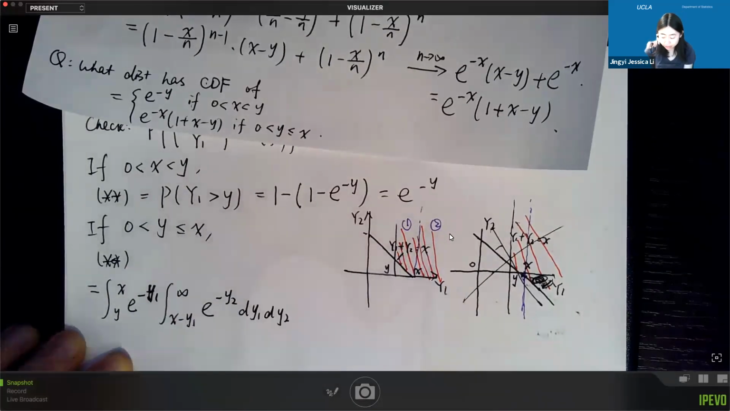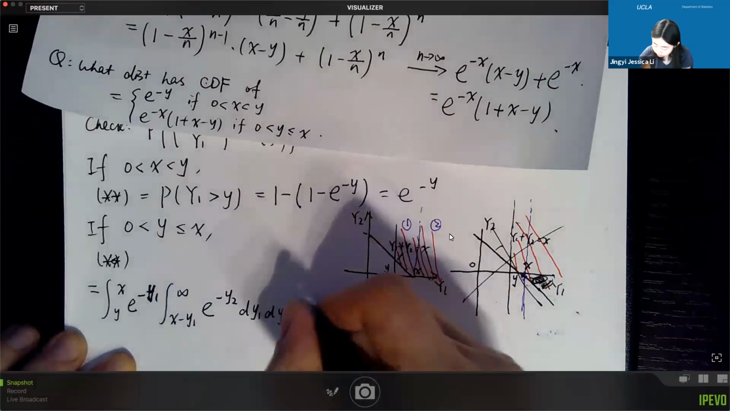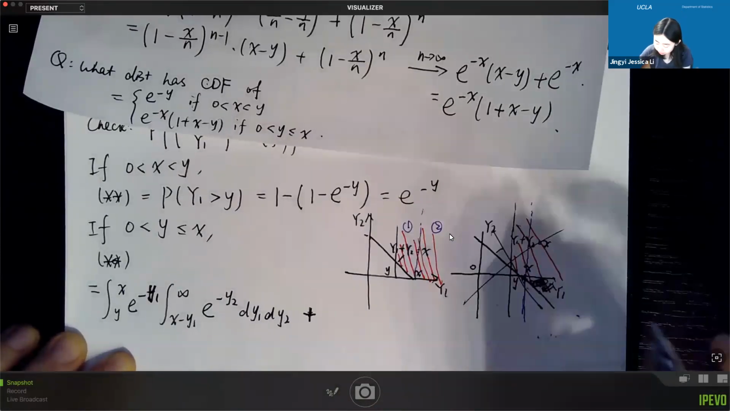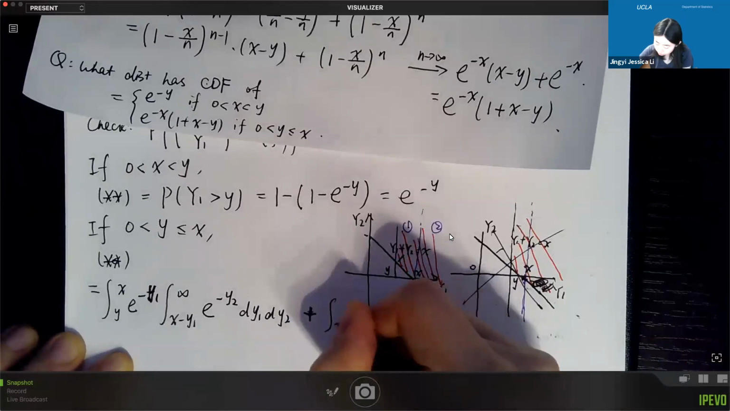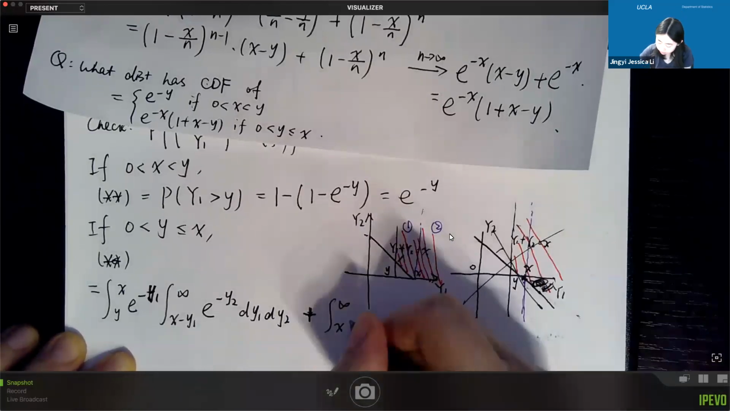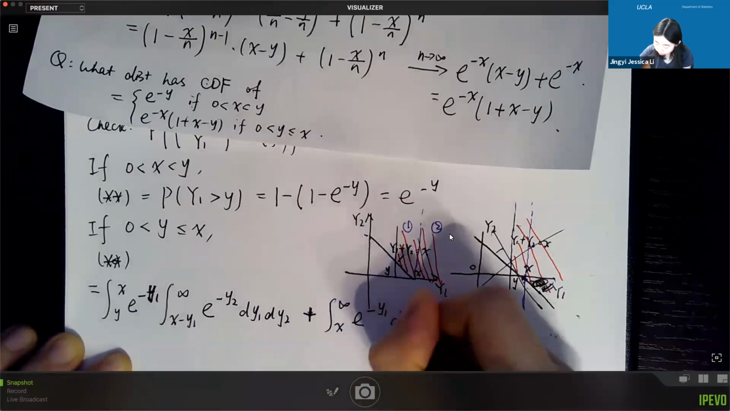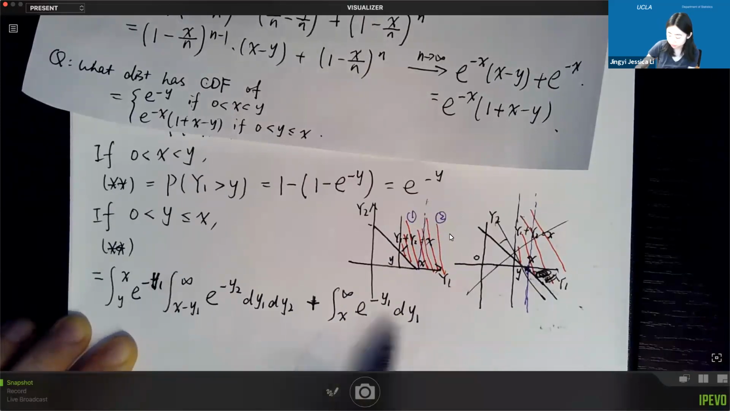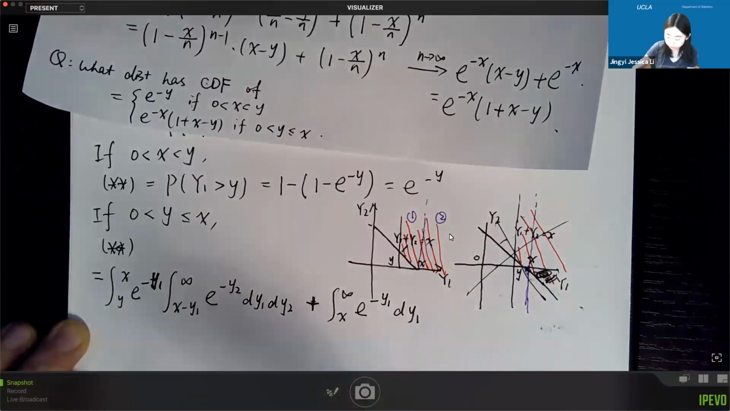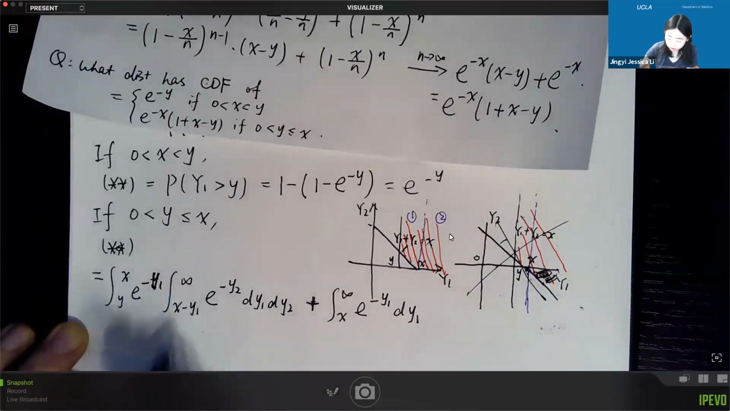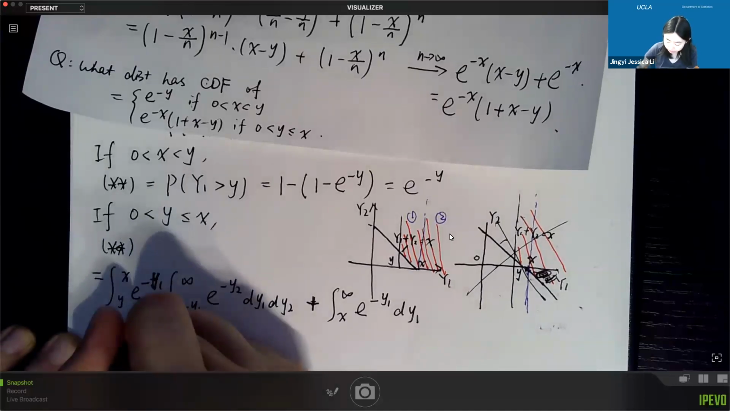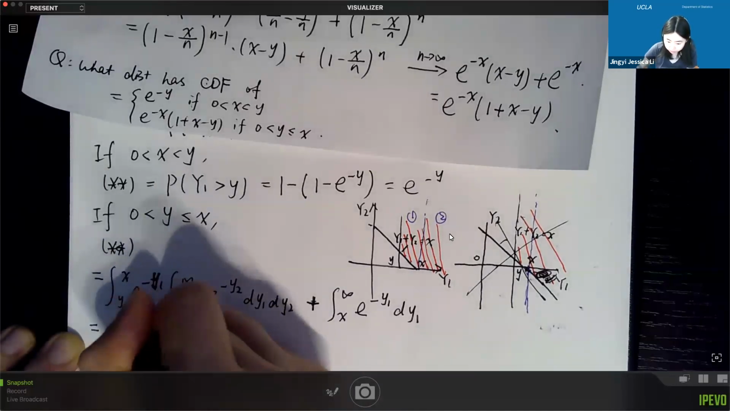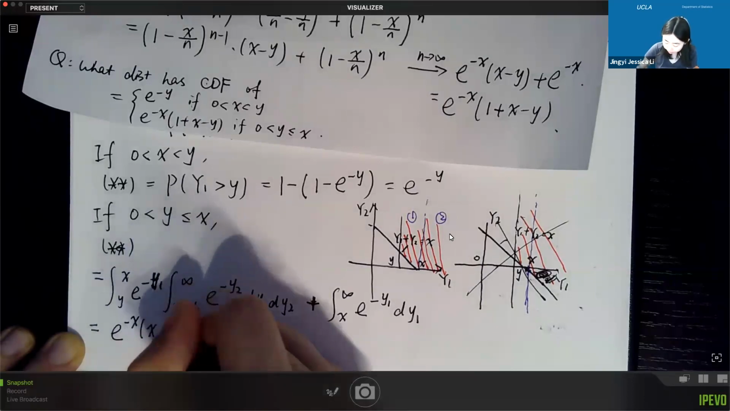And for the second area, it's easy. It has nothing to do with y2, just y1. So the second area is just the integration from x to positive infinity of exponential negative y1, dy1. That's basically 1 minus the CDF of y1 at x. So therefore, doing this integration here and here, I can easily show that this first part of integration is equal to exponential to the negative x, of x minus y.